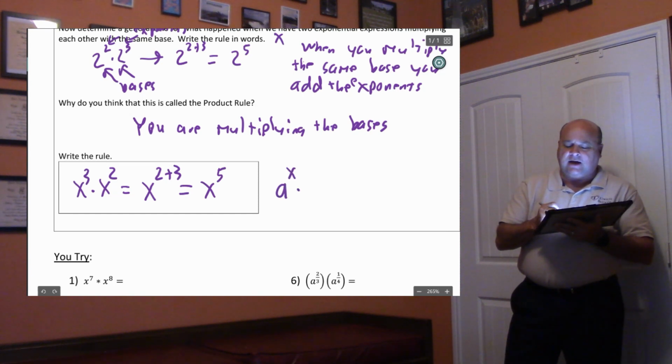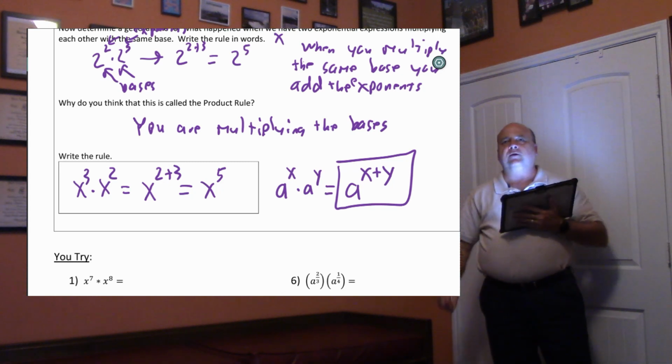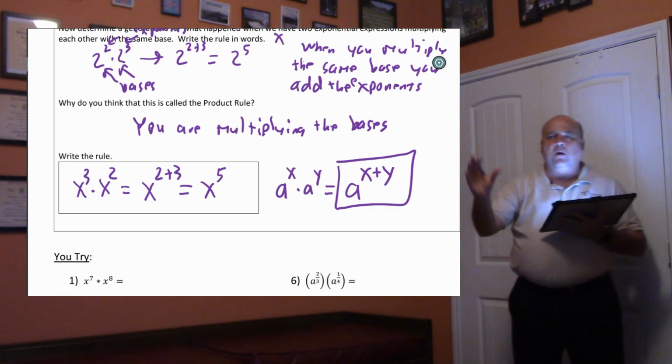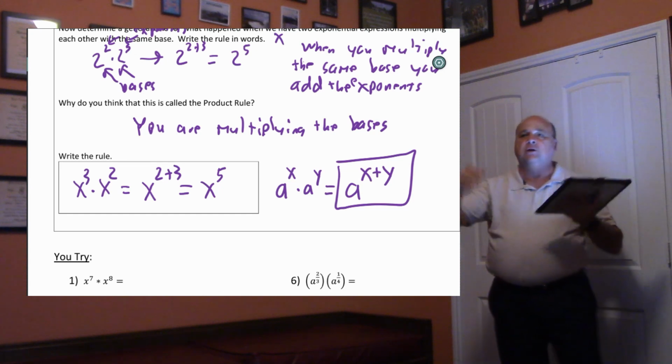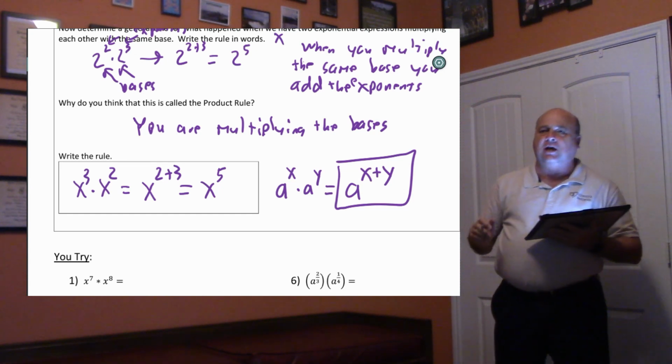A to the x times a to the y equals a to the x plus y. That also would be a rule, okay? That would be just with the variables. So when you multiply, you add the exponents. When you multiply, you add the exponents and the base does not change.